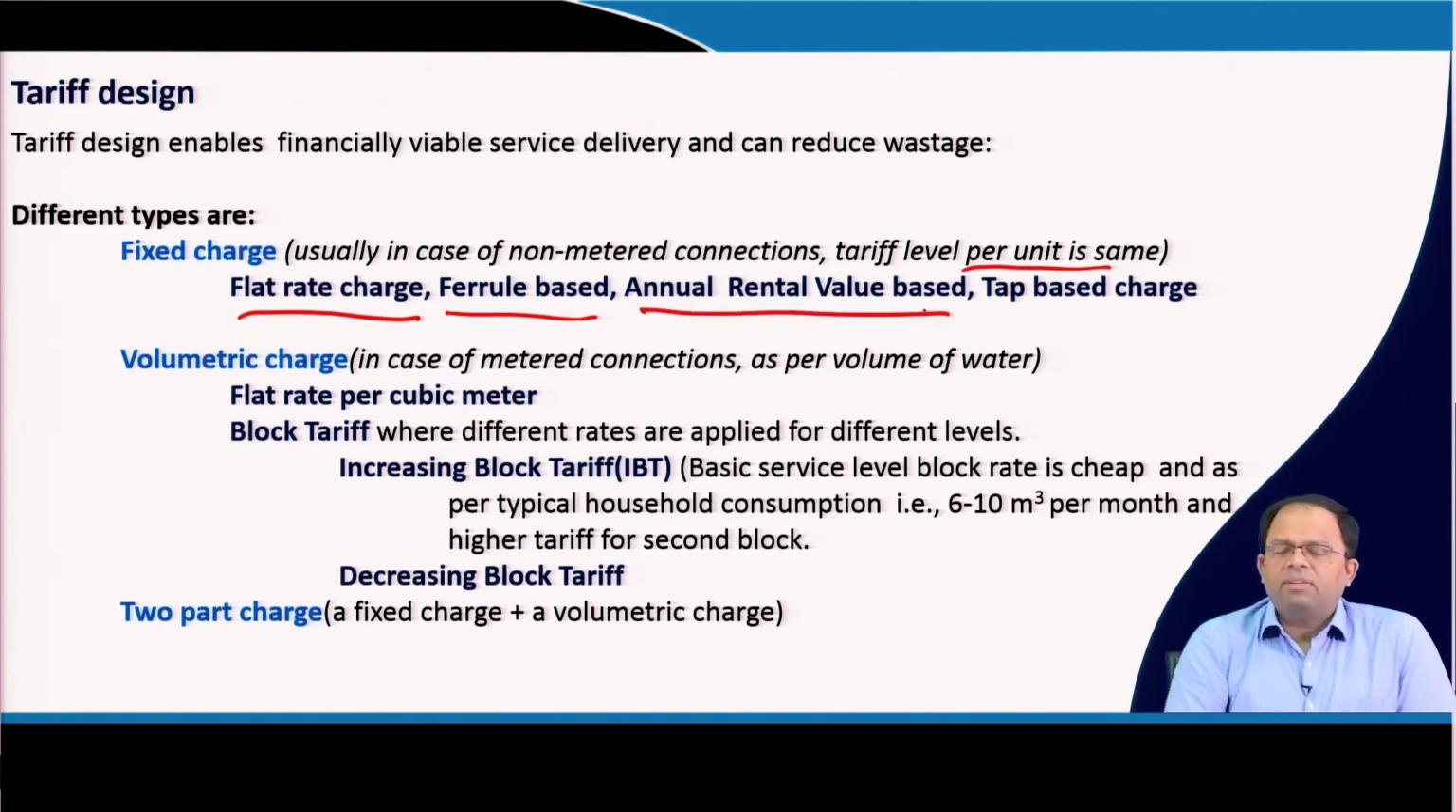Then annual rental value of property, that means based on the property tax. Usually property tax is set based on the annual rental value of the property, and a certain portion of the property tax is taken as fixed charges for water supply, sanitation, or maybe also just for water supply. Or a tap based charge based on the number of taps being supplied. So these are the different ways fixed charges could be set.